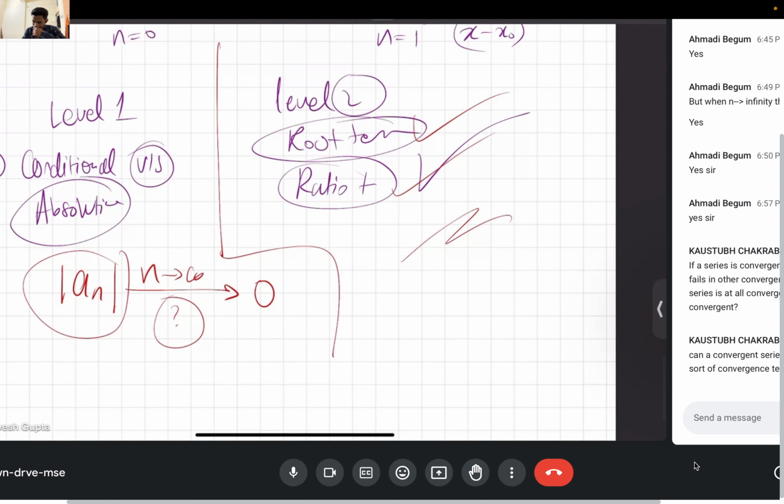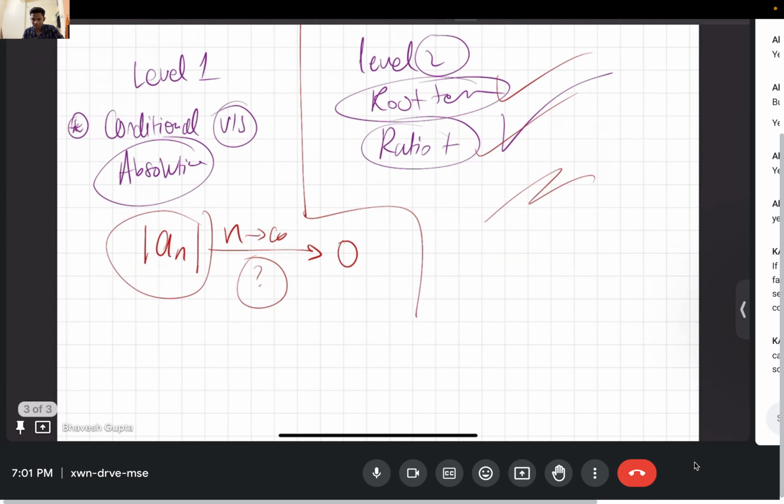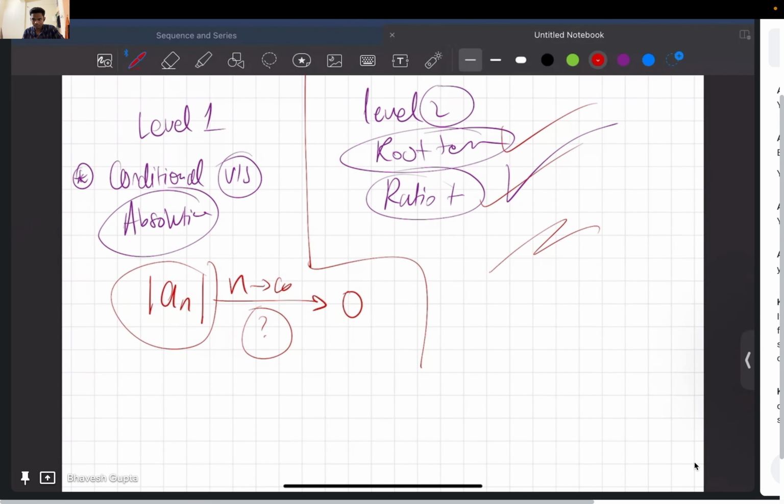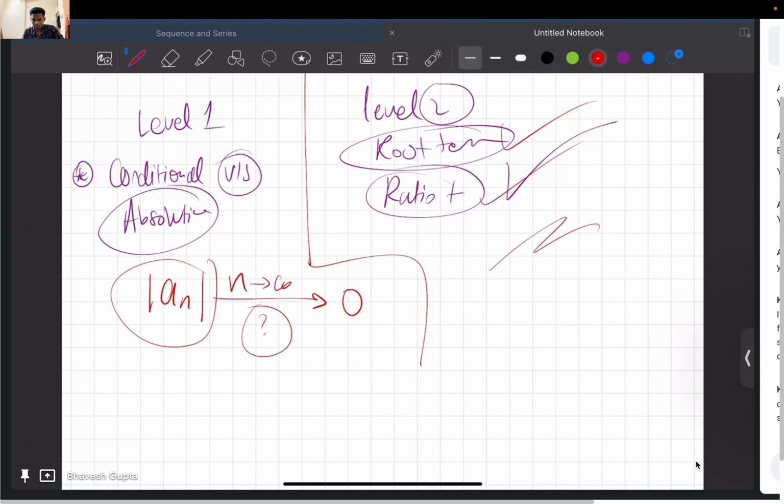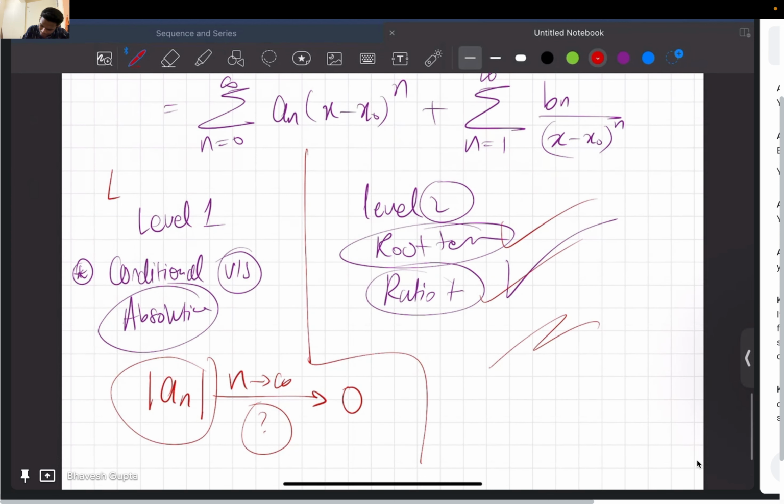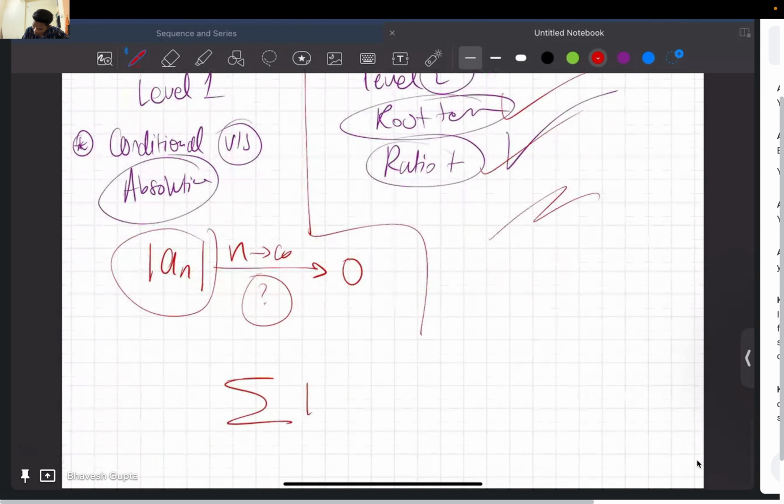My one question is, how do I know which convergence test is for absolute convergence, or which, like Leibniz, is for conditional? It's just a Leibniz. This is what I'm doing, right? Basically, I calculate this.